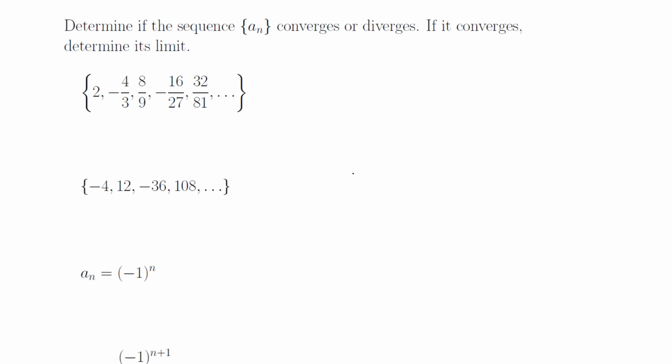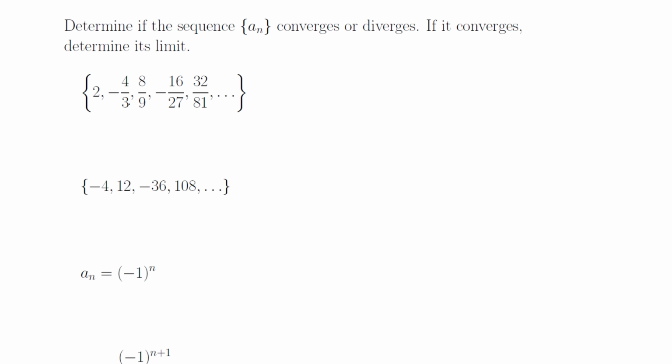Determine if the sequence converges or diverges. If it converges, determine its limit. So here we got several terms. The general term an is not given, and we don't have to find that. Let's try to figure out if this is a geometric sequence. That means if there is a common ratio.